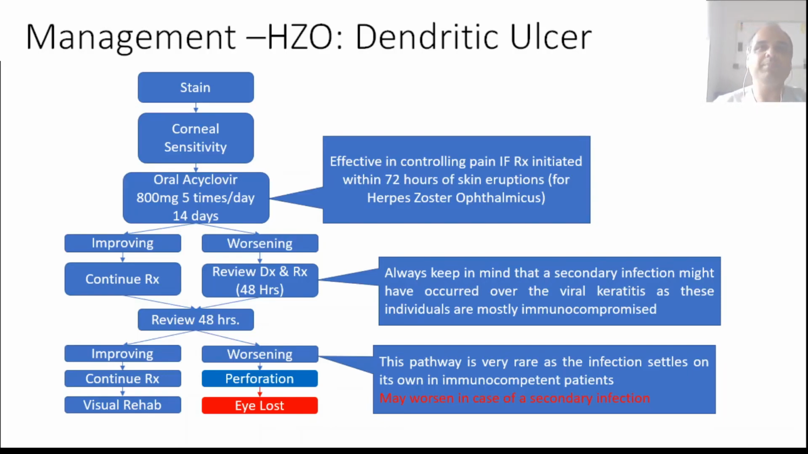Why haven't I put up herpes simplex? Because herpes simplex is simply the ointment form of the same thing, 5 times a day for the same duration. And this is obviously the management of a dendritic ulcer. For disciform keratitis, again, we add steroid over oral treatment.